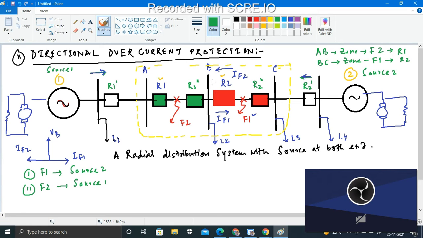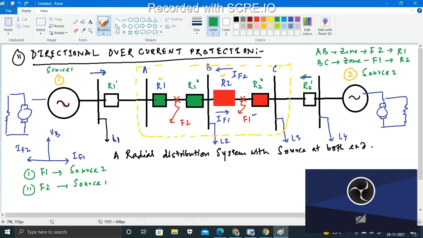Now we have a main concentration on this particular zone, that means the BC zone. So in the BC zone, the faulty condition will appear due to system 2. So due to system 2, our main concentration is to consider this particular zone only. It would not be possible to distinguish whether the fault is in section AB. If we have not connected any such relay, it would not be possible to distinguish whether the fault is in the AB section or in the BC section.